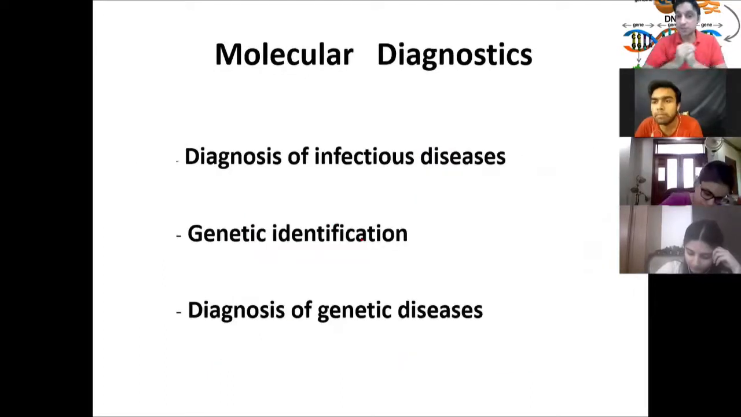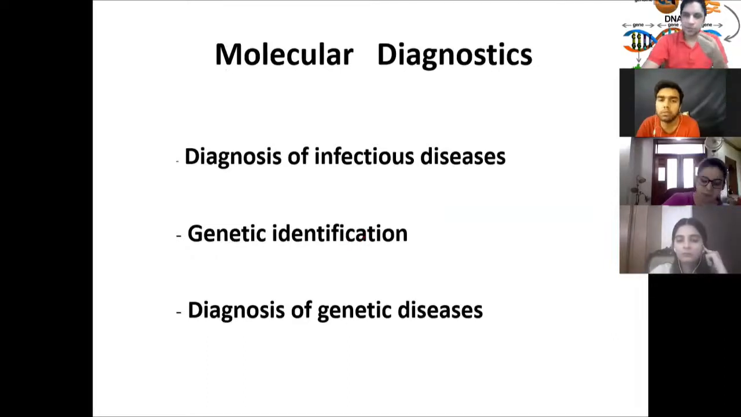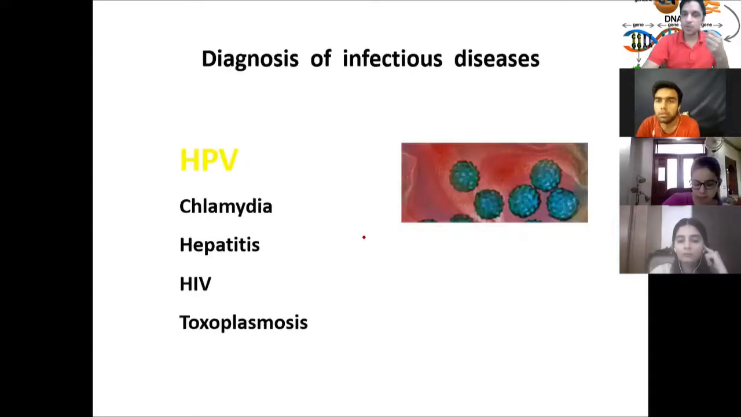PCR is used in diagnosis of infectious diseases, genetic identification, and detection of genetic diseases, depending on the nature of the plan you are making to use polymerase chain reaction. Many famous infectious diseases can be detected with the help of polymerase chain reaction. HPV, hepatitis B and hepatitis C, HIV, all of them can be detected with the help of polymerase chain reaction.